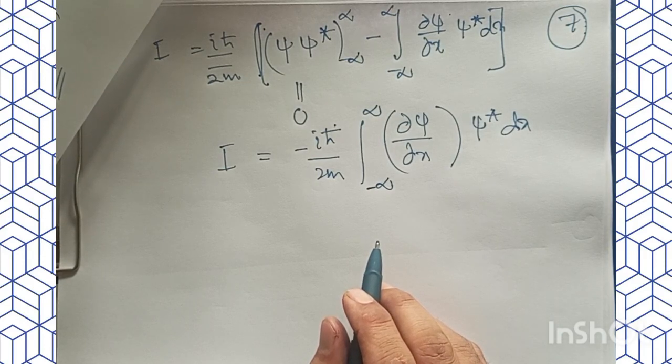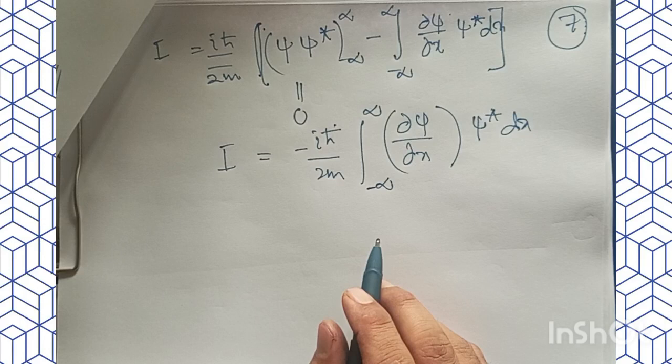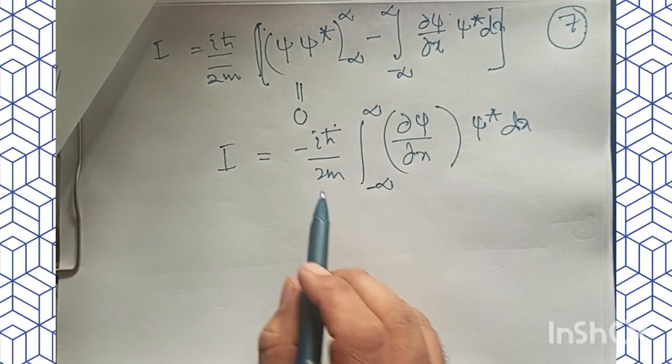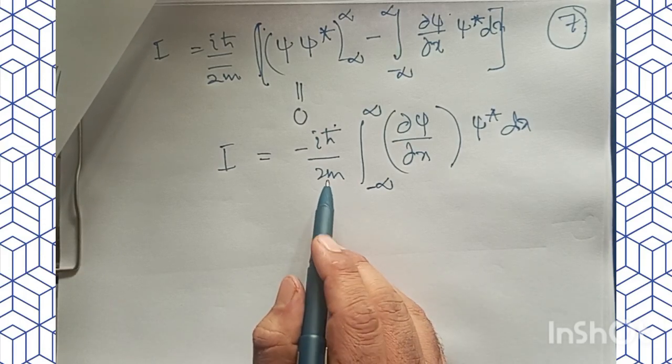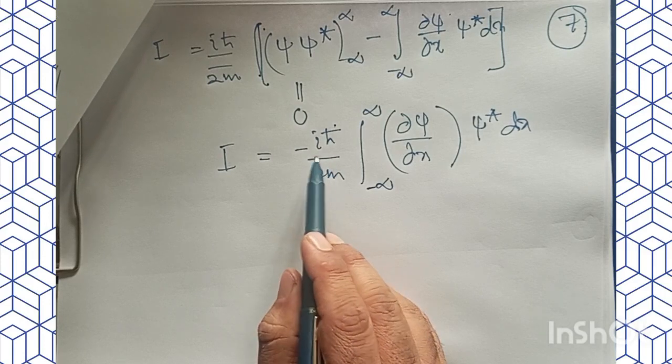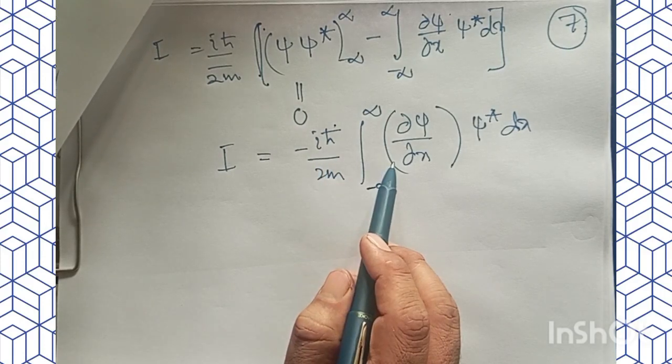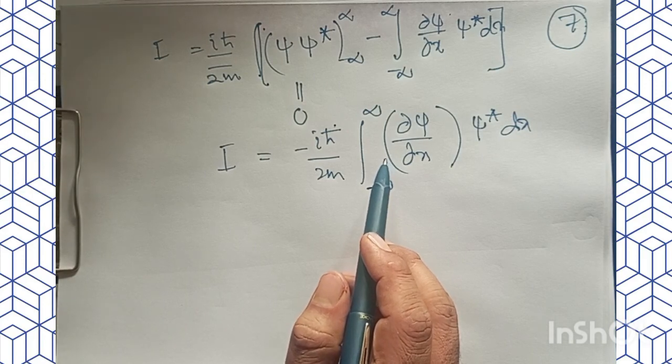Now if I think of getting this i h cross inside this integral, then certainly I'm going to find the changes.